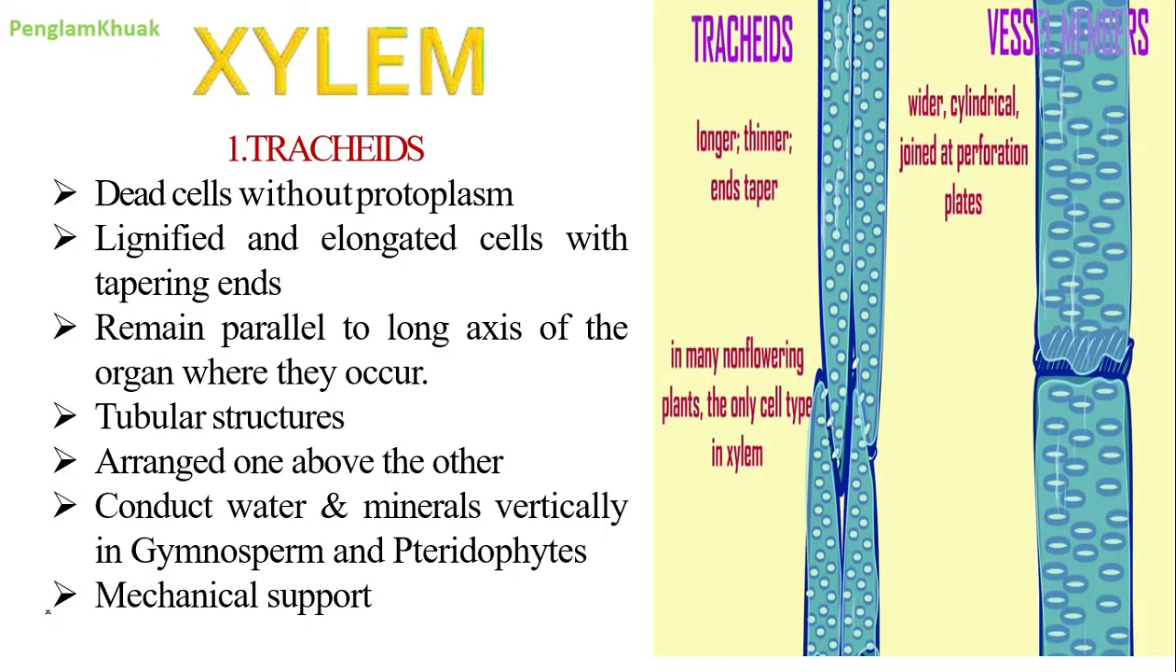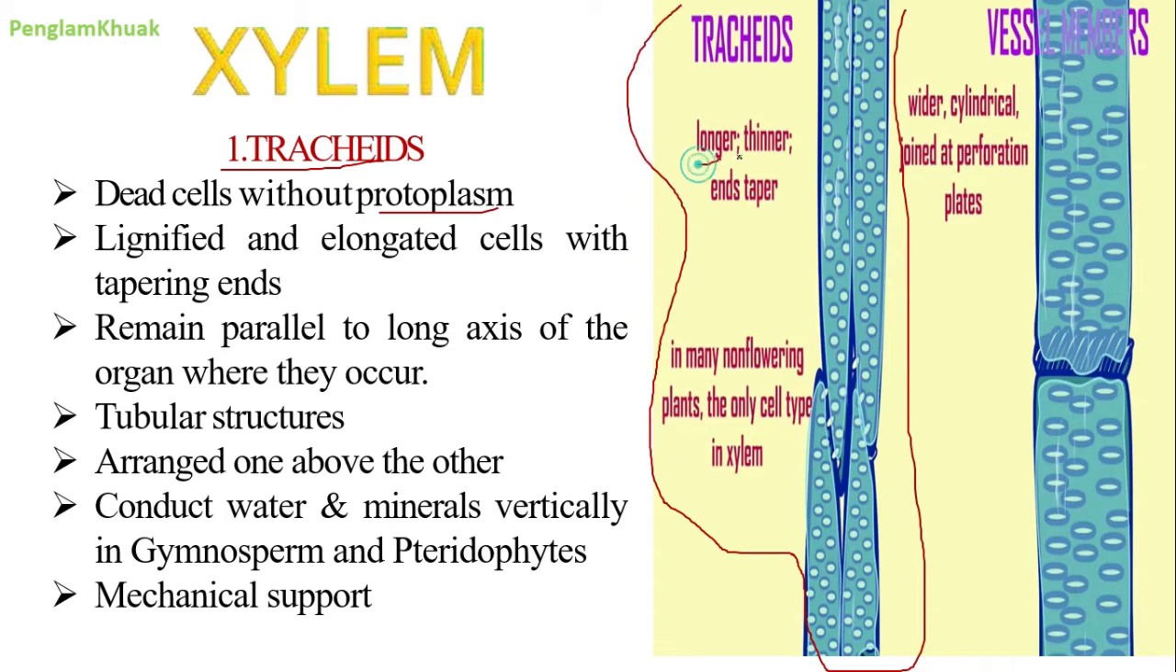The first element of xylem is the tracheids. These tracheids are dead cells. They don't have protoplasm. They are longer and thinner compared to the vessels, and they have tapering ends. The ends are small and tapering, just like needles, and they remain parallel. Suppose this is tracheid A and this is tracheid B. They will not meet each other. Instead, they remain parallel to the long axis where they occur, and they are tube-like structures. Because of this, they are called tubular structures.